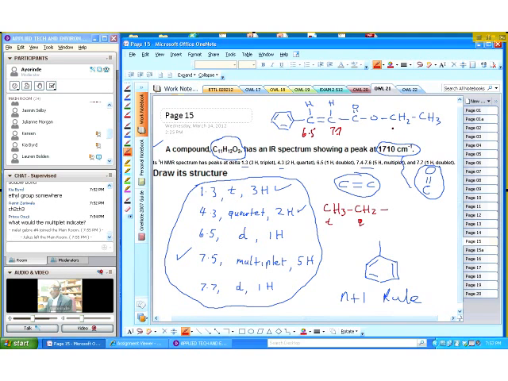At this point, of course, this is your 4.3, and this is your 1.3, and these hydrogens here are your 7.5, and so we've accounted for everything.